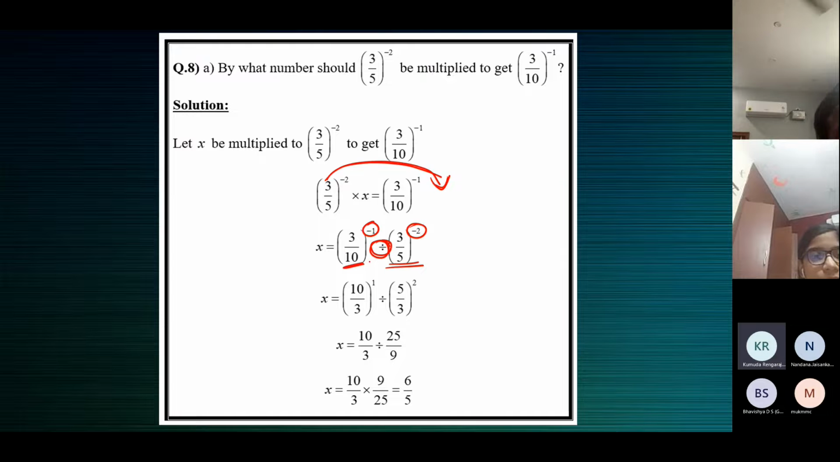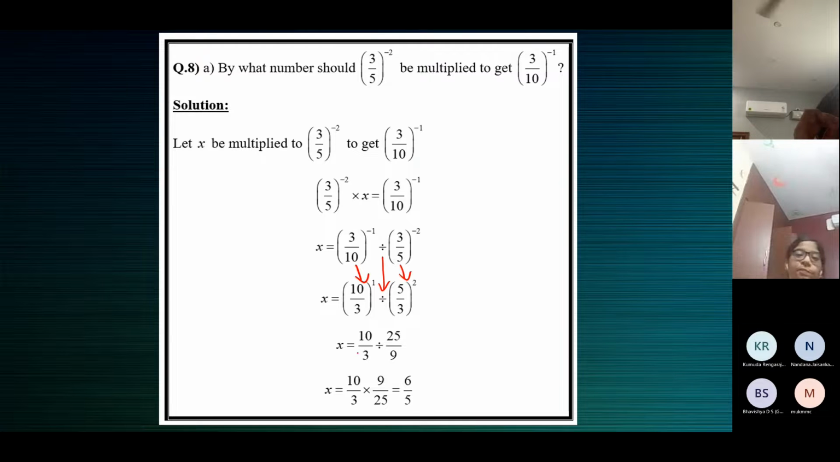So we write the equivalent of this divided by the equivalent of this. You should not change division to multiplication, because you're writing the equivalent of this one and this one. So write the division as it is. So this is 10 by 3 and the value of 5 by 3, the whole square, is 25 by 9.